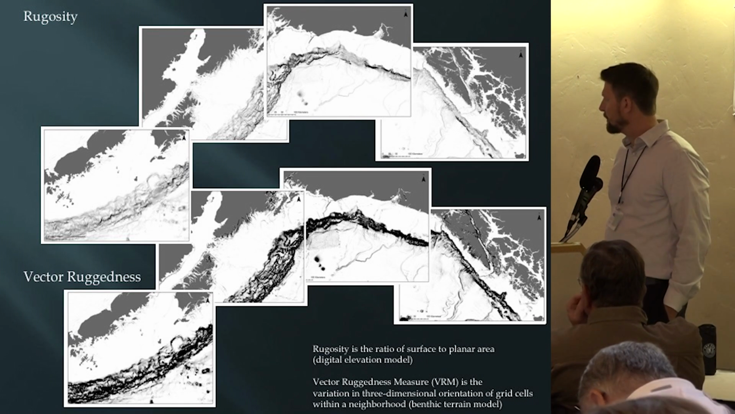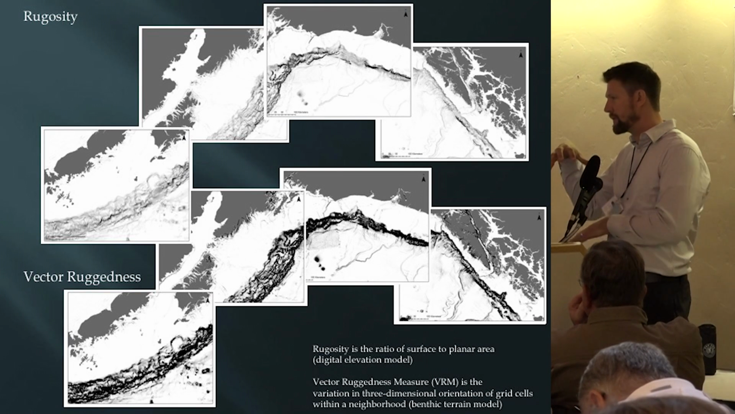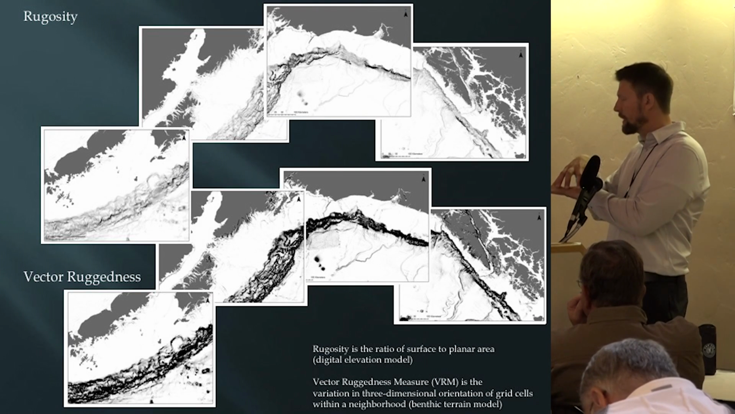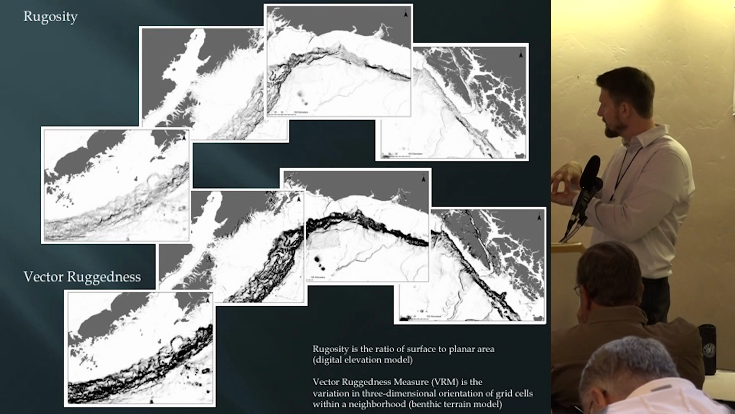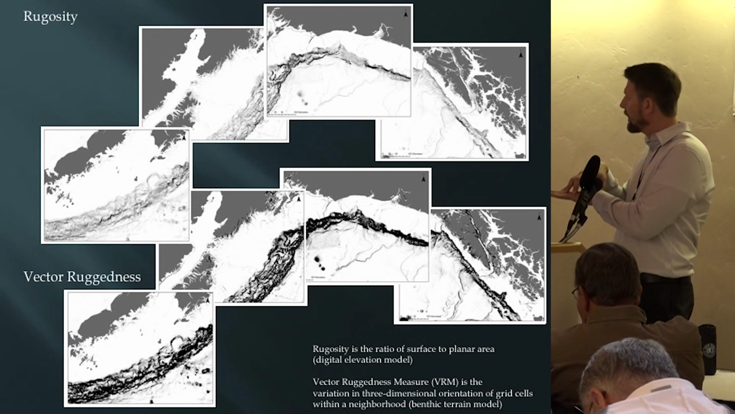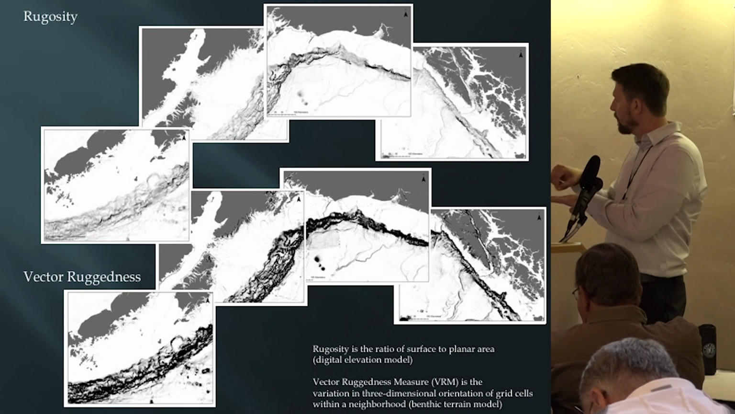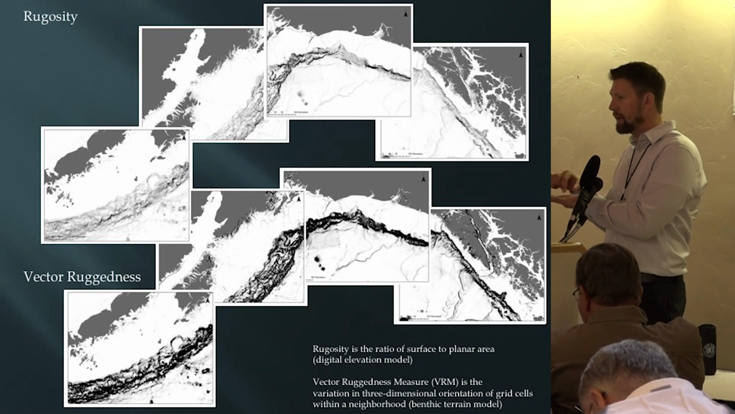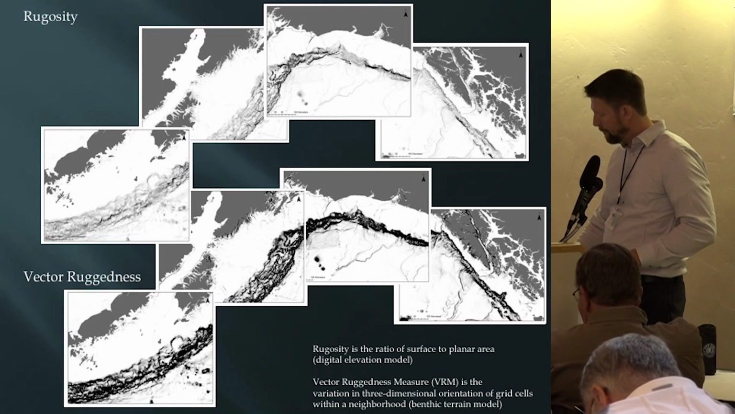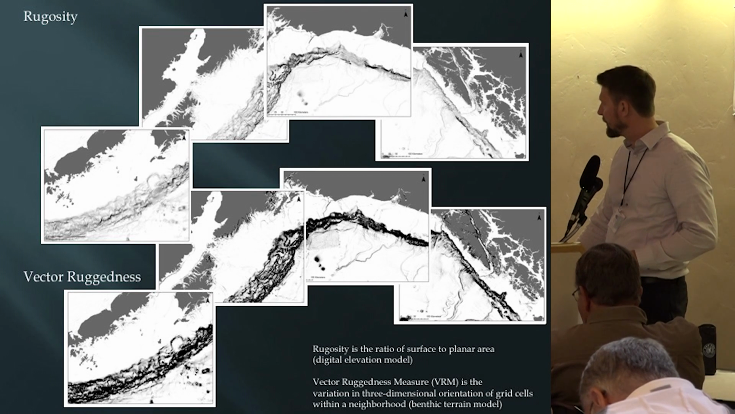These are similar metrics. Rugosity is looking at the surface area over the planar area, so how rough the system is. And vector ruggedness is looking at the same thing but in a different way. So looking at what the relationship is for a certain point to the points in the neighborhood around it. Both are looking at roughness of the surface.